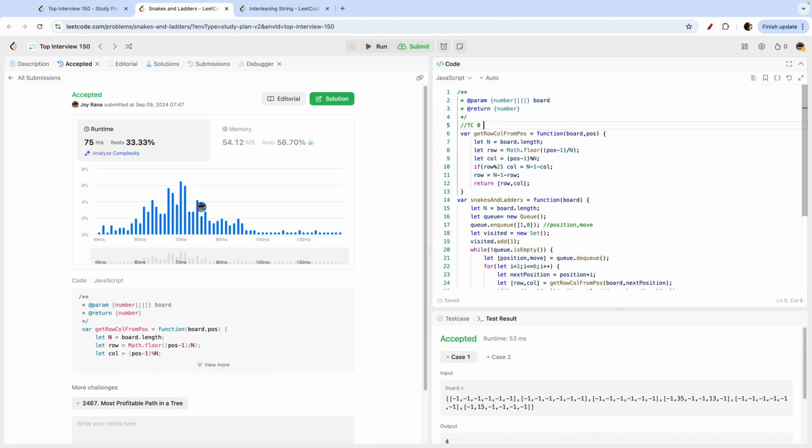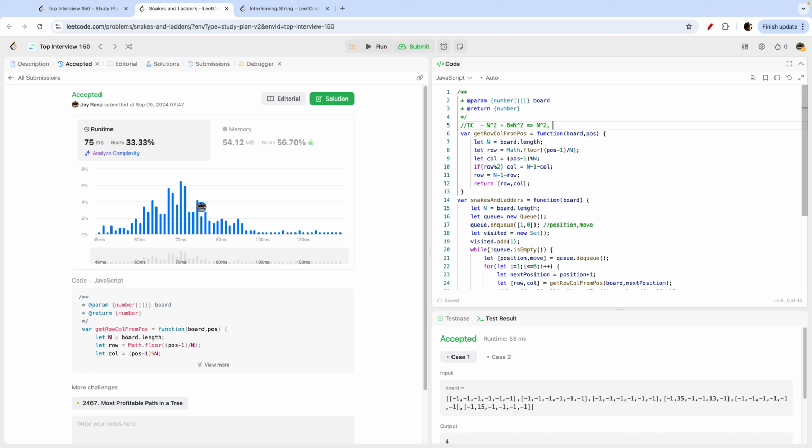So time complexity for BFS in a directed graph is V plus E. So what is V over here? It is the number of vertices, so it is n square, right? So n square vertices we have, and how many edges? Maximum we can have 6 n square edges. So what will be the effective time complexity? It will be n square only, right?